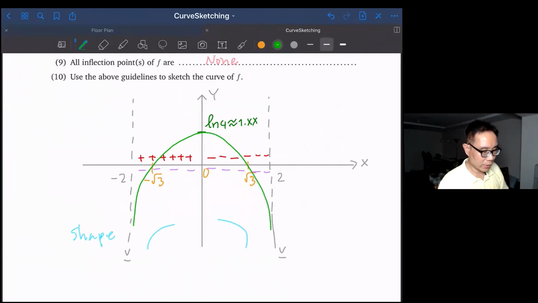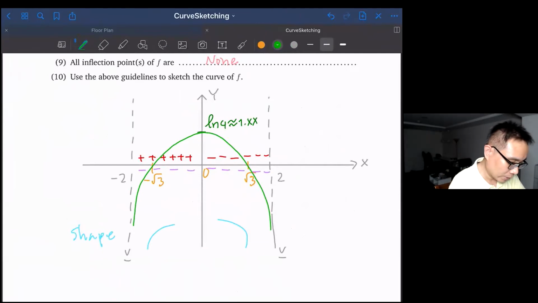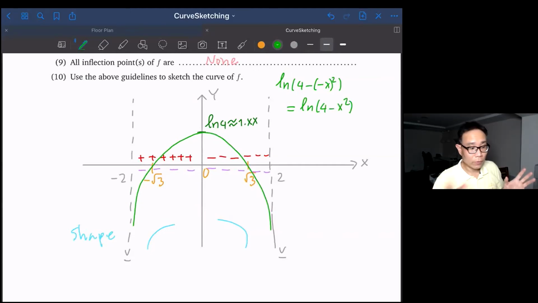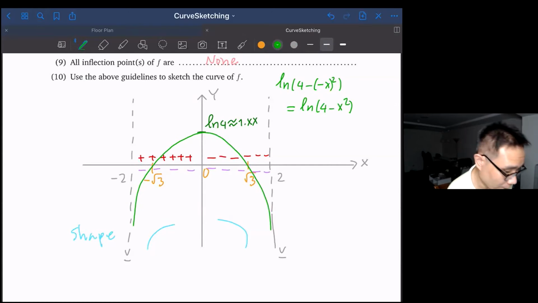Okay, so it's going to be symmetric actually. So this one and this one will be symmetric, and you have this one. And you know this is symmetric because log(4 - (-x)^2) will turn out to be equal to log(4 - x^2), and that's the reason why when you have the negative side and positive side, they give you the same value. So it's going to be a symmetric graph.